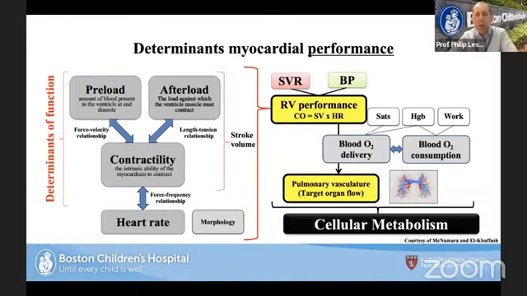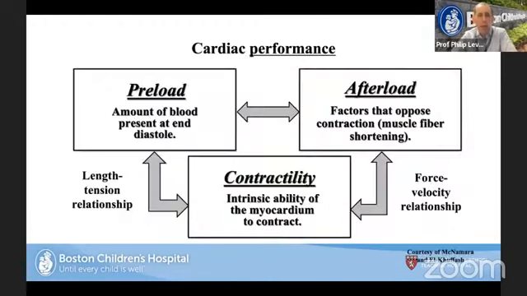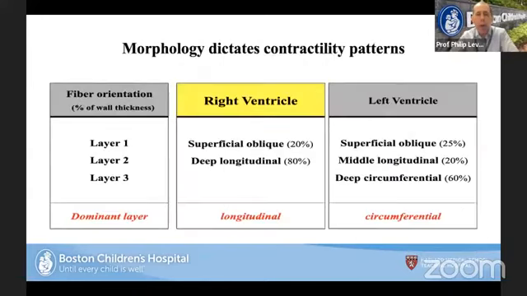The heart component is the right ventricle, and we need to balance the afterload, preload, and contractility of the right ventricle to help improve overall status. So that gives you an understanding of the relationship between preload, afterload, and contractility. But it's important to understand where this comes into play with preterm infants, and more importantly, how contractility patterns of the heart determine the overall performance.